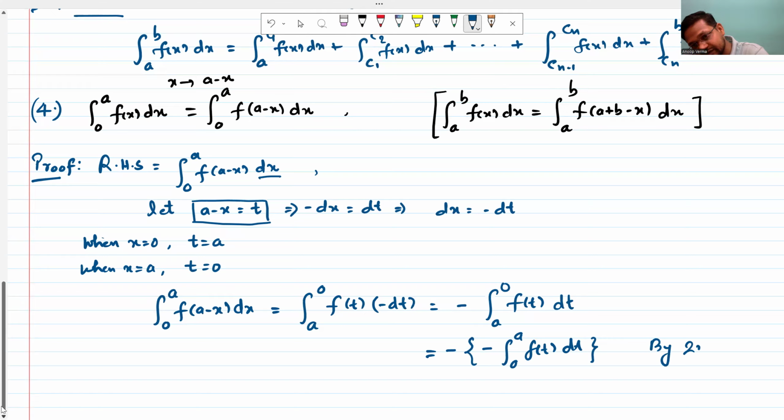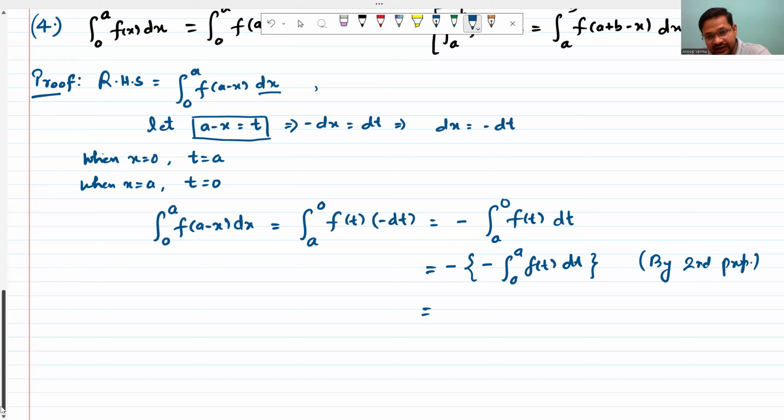This is the second property we just studied. With the help of that property, you can easily say this will have minus minus plus, so this is from 0 to a of f(t) dt. Now, since we know that whatever the variable is, x or t or y, it can be anything, but the value will be the same. So this value is just equal to the LHS. You can just write this is f(x) dx is just equal to the LHS.